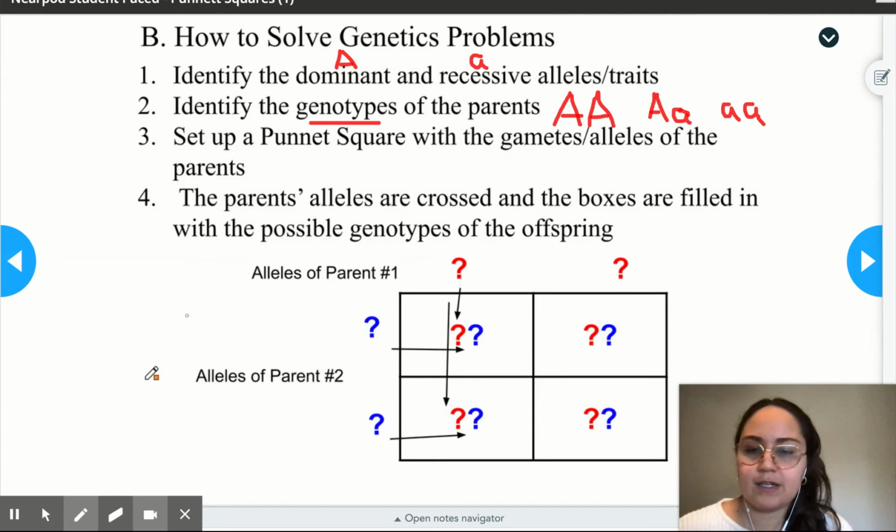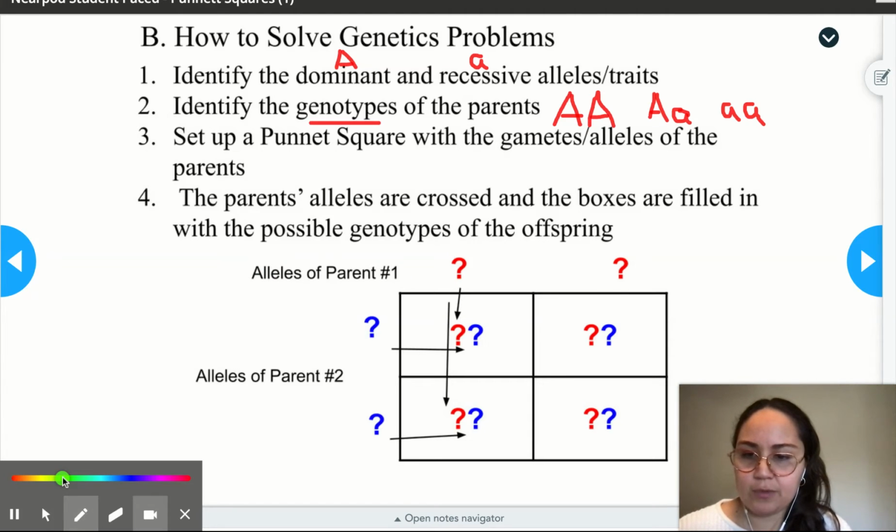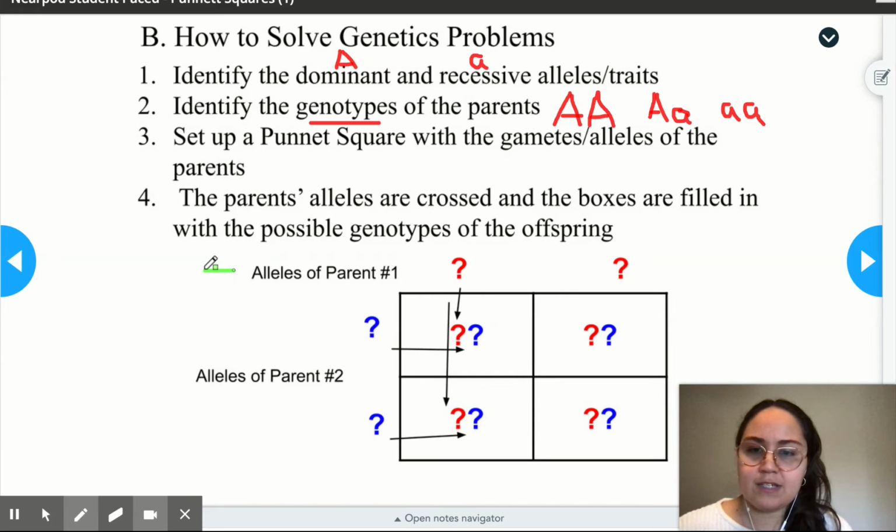So if you take a look, let me change my color pen. I'll make it green this time. If you take a look down here at the alleles of the parents, they basically get split up. This question mark represents one of those letters and the other one represents the other letter. Parent number two, you'll do the same thing. You'll line them up along the side.